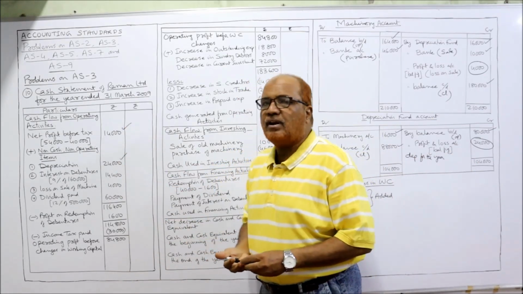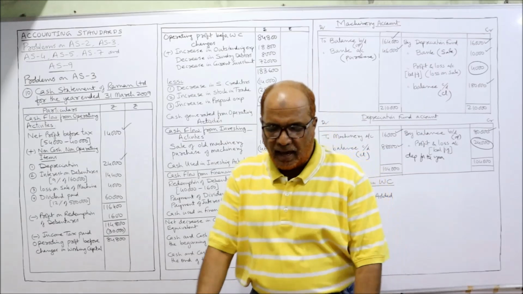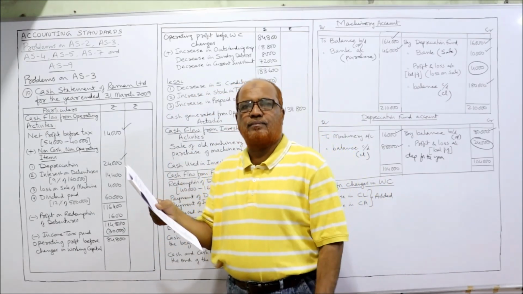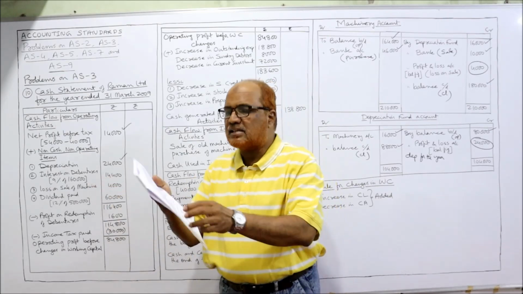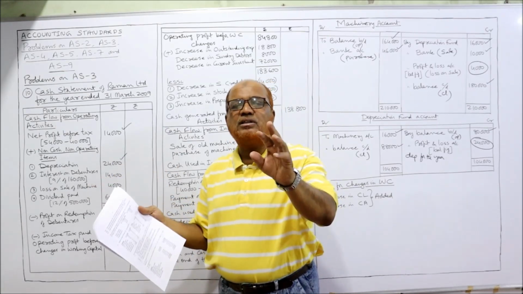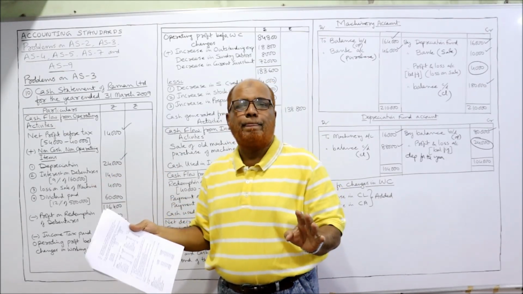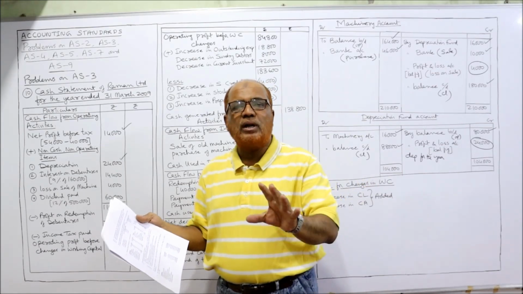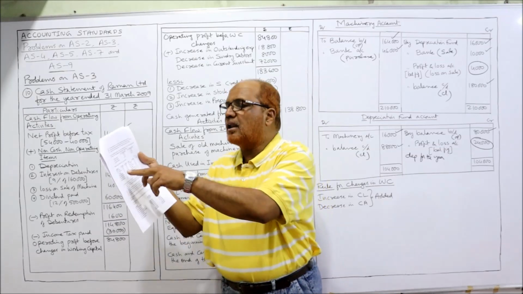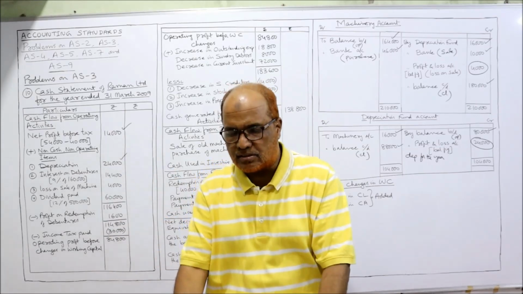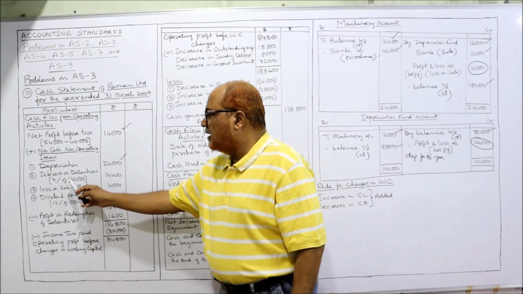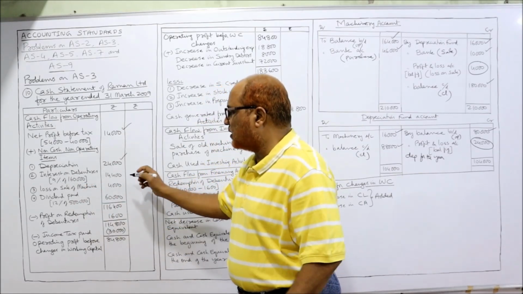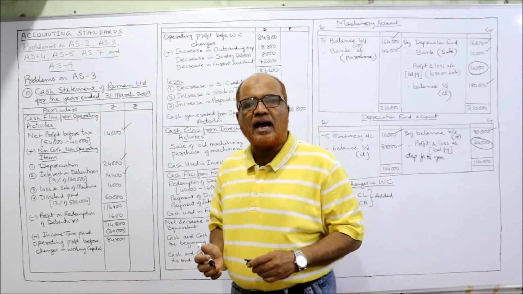That's all. Second one, interest on debentures. The rate of debentures is 9%. So 9% of 1,60,000, because 40,000 debentures were redeemed during the year, so only 1,60,000 remain and the rate of interest is 9%. So interest on debentures, 9% of 1,60,000, is 14,400. It is paid in cash.